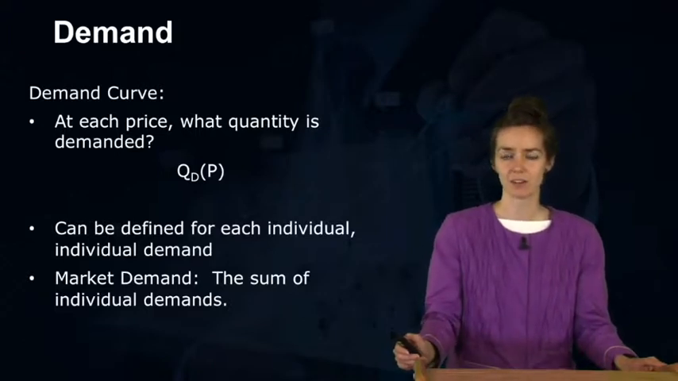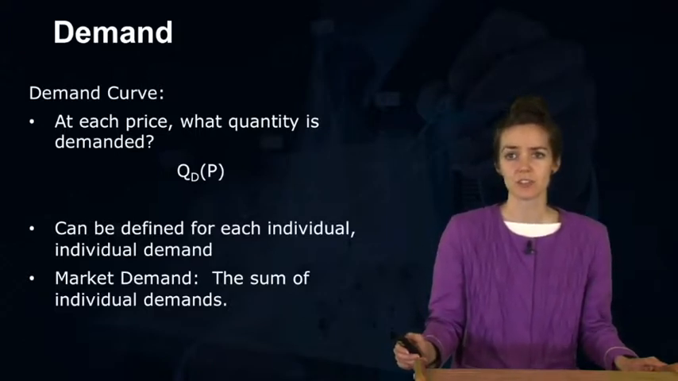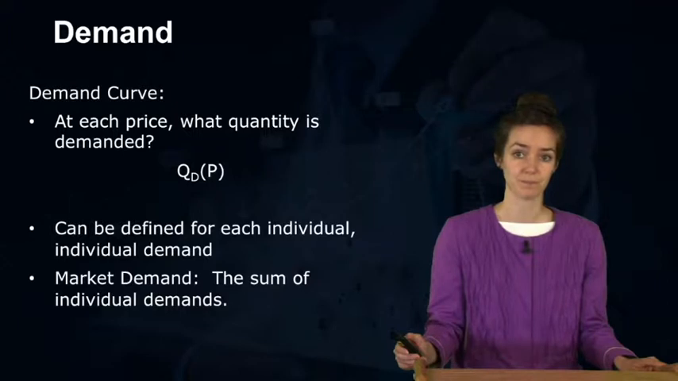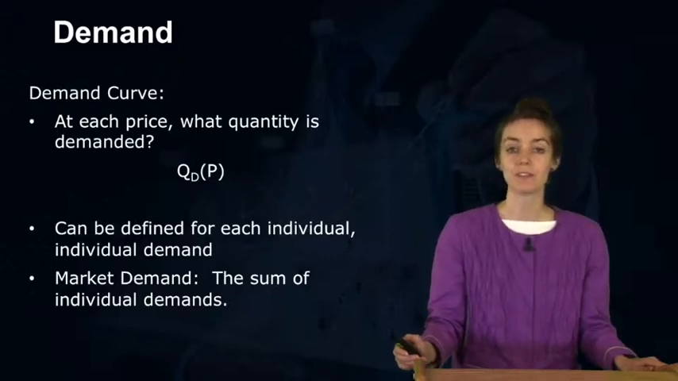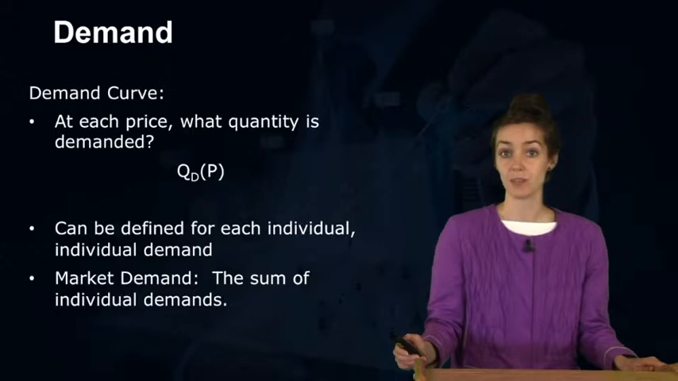So what is the demand curve? Well, specifically, it is just the quantity that is demanded at any given price, and we can write this as Q as a function of P. So we can define this for the individual, and that would be the individual demand, or we can define it for the market, which is the market demand. And this is simply the sum of the individual demands within the market.